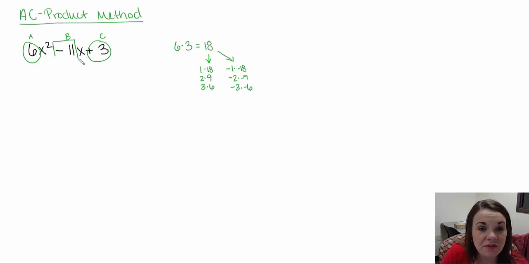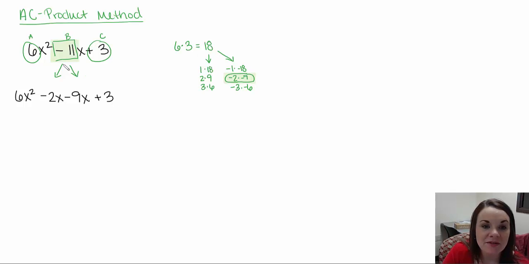Then I look at which of those factors that I just wrote out add up to negative 11, my B term. Glancing through my list, I can easily see that negative 2 plus negative 9 will add up to negative 11. And so when I come over here and I write out my next step, I separate my B term out into those two factors. So for instance, that gives me 6x squared minus 2x minus 9x plus 3. So now I've split that B term up into the two different terms based on these factors that I had found over here on the side.